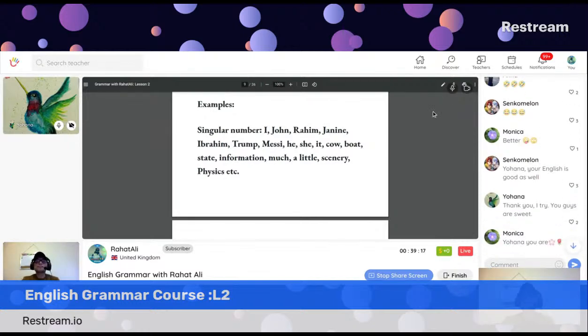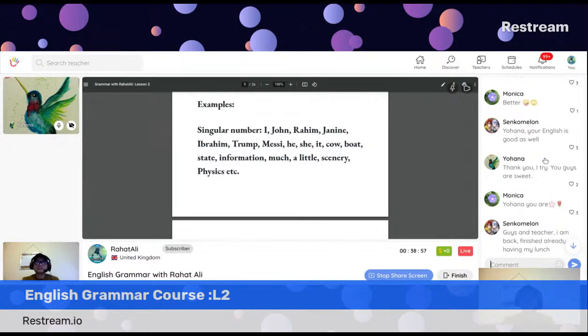Sometimes it's difficult for me to tell whether something is countable or uncountable. Okay, there is one quick way to remember. First, try to understand what kind of object it is. Give me an example which you are confused about so that I can explain it in a better way. Lightnings. Yeah, okay.